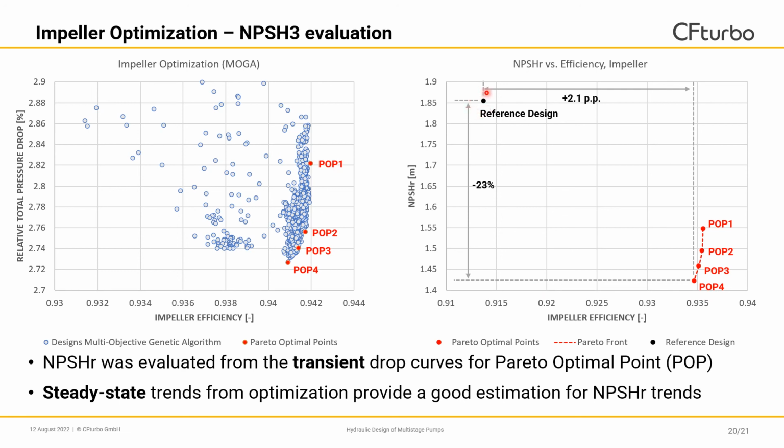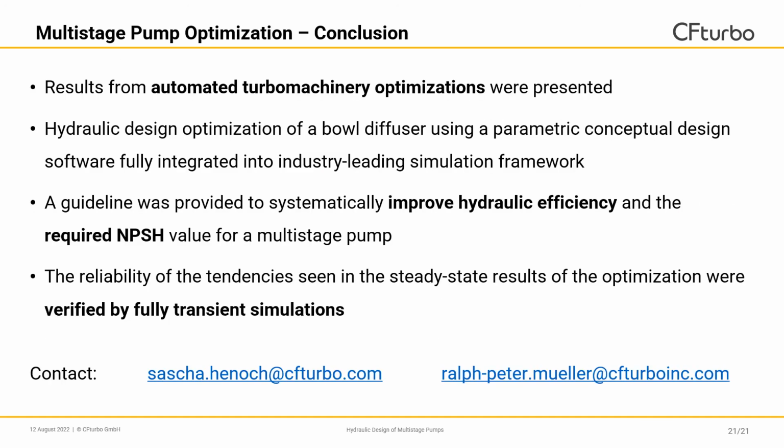We started with our reference design right here, and just by running the optimization, calculating the drop curves using transient simulations, we were able to improve our impeller efficiency by 2.1 percentage points, and we were able to reduce our required NPSH by 23%. And what's quite interesting is that the steady state trends from the optimization right here provide a good estimation for the required NPSH trends we can see on the right hand side that we got from transient simulations. So let's come to the conclusions of this talk.